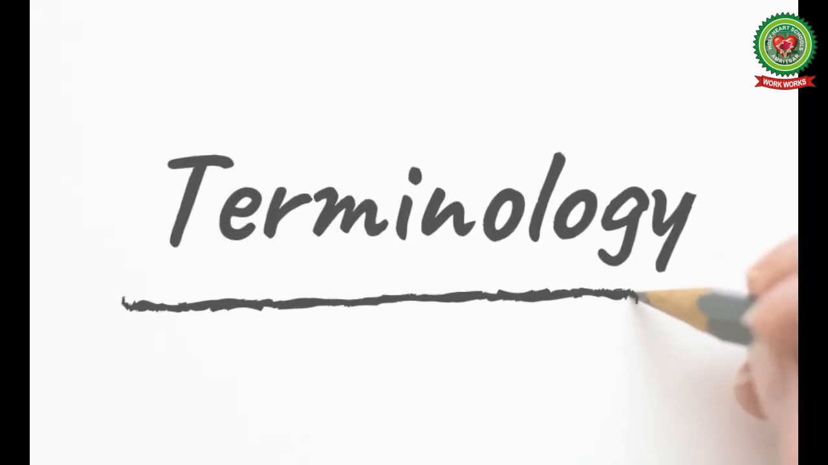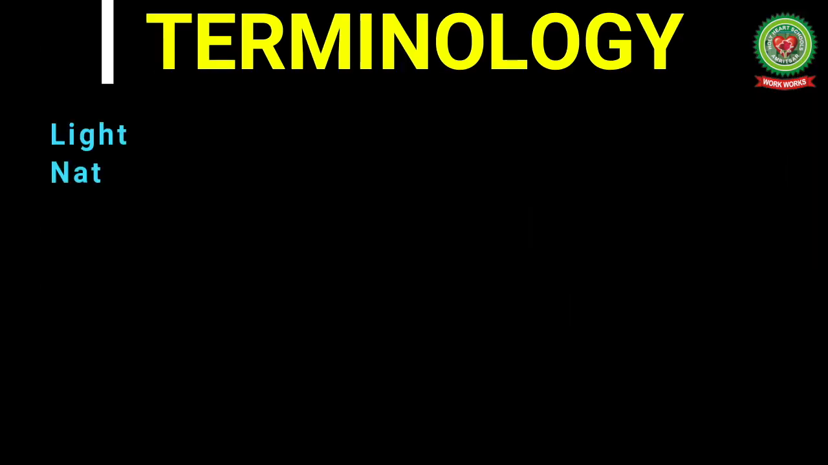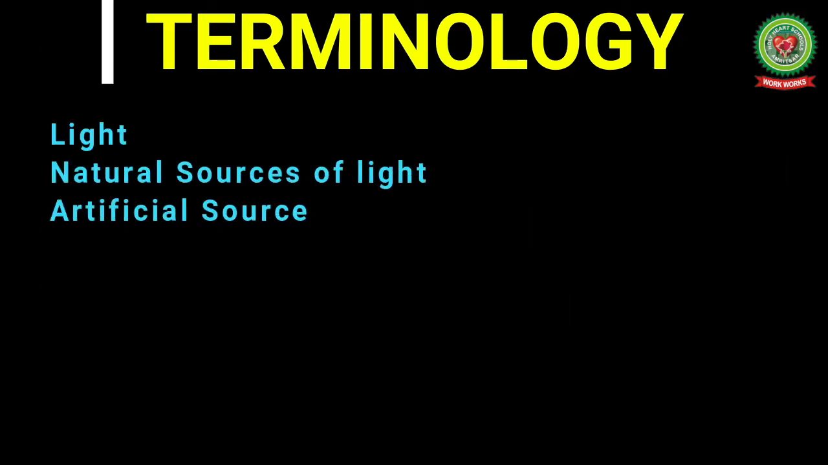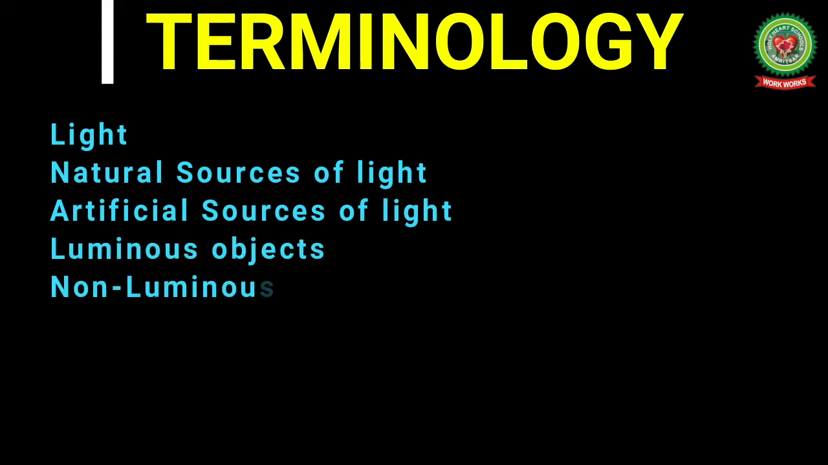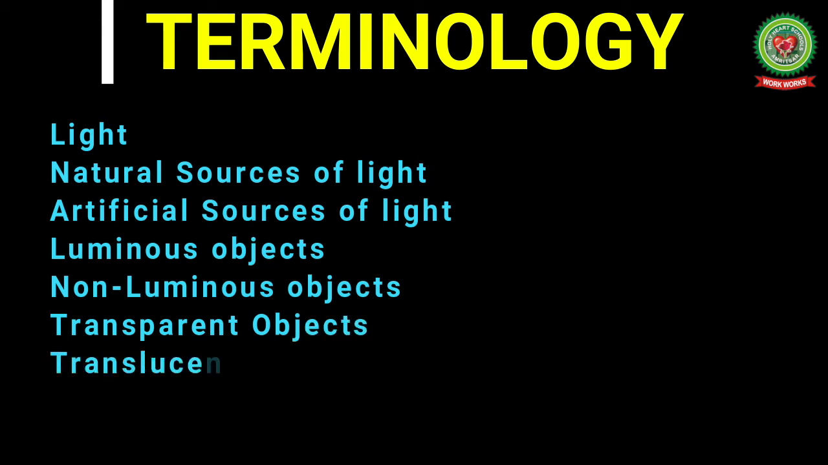The terms of this chapter are light, natural sources of light, artificial sources of light, luminous objects, non-luminous objects, transparent object, translucent object, opaque object and shadow.